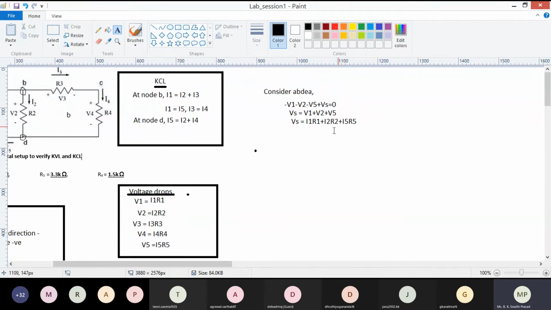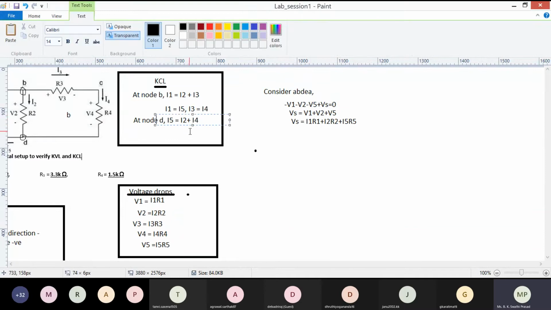Right. But what is I5 from this node D? What do we have from here? I5 is nothing but what? I1, correct? Yes, ma'am. So what is Vs? Vs is equal to I1 times R1 plus R5. Can I write like this? Yes, ma'am.